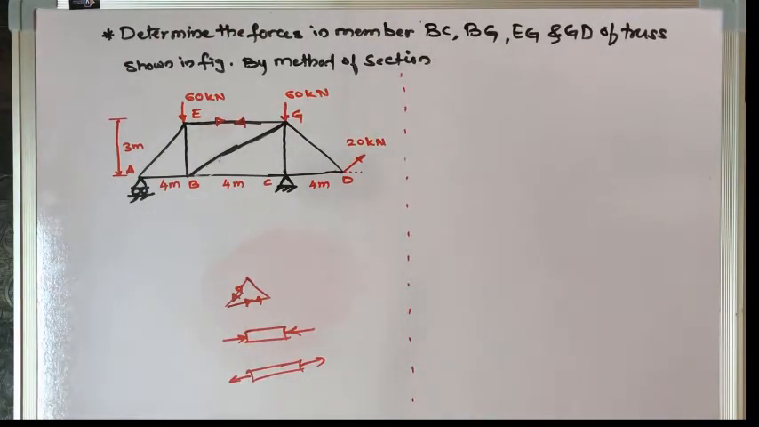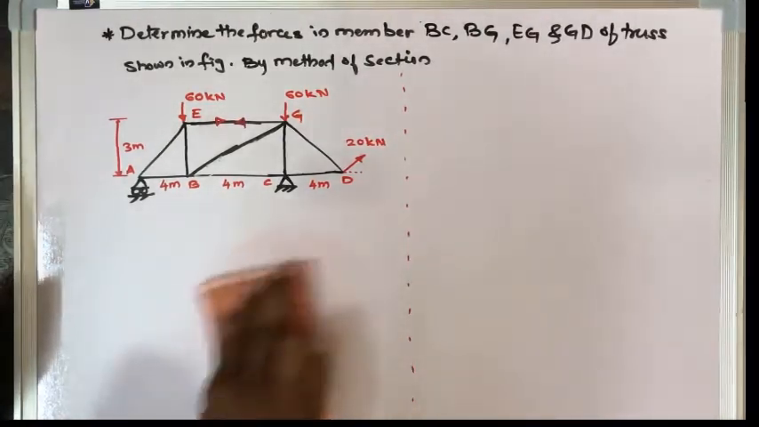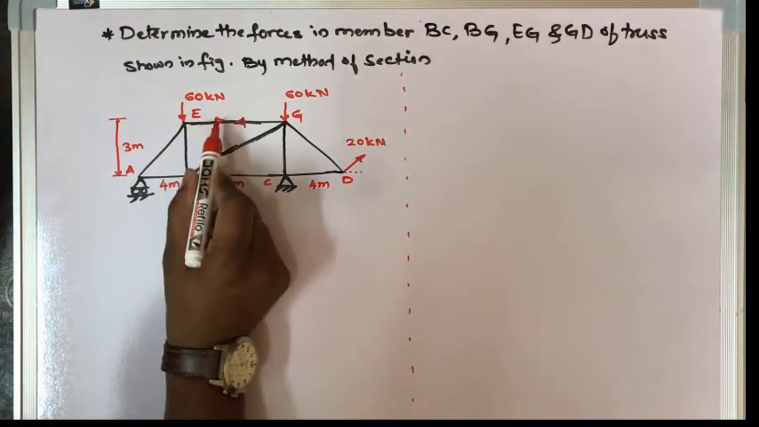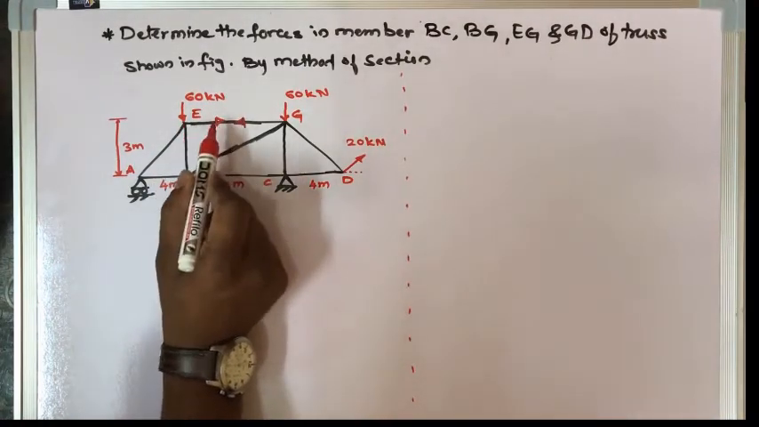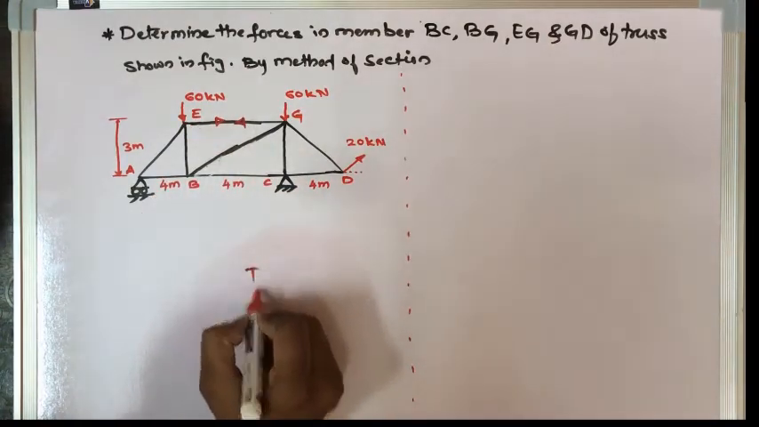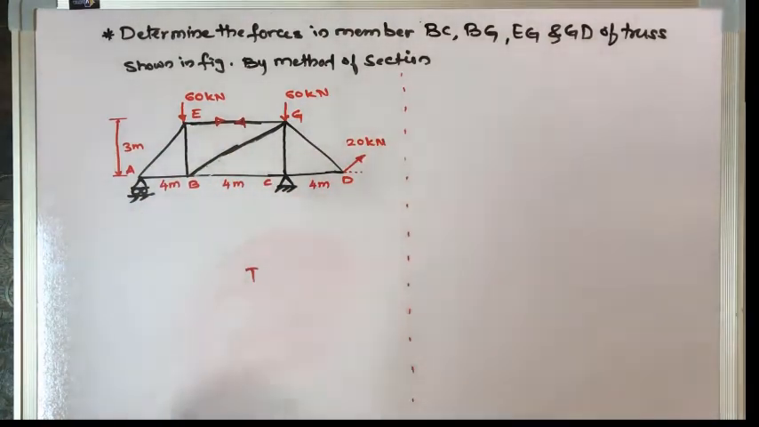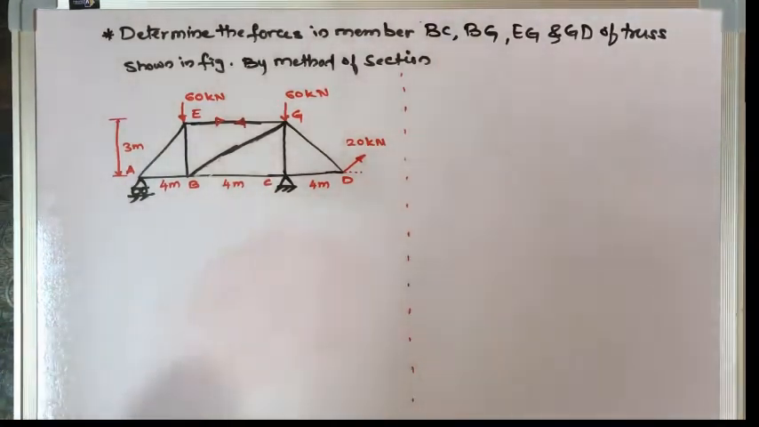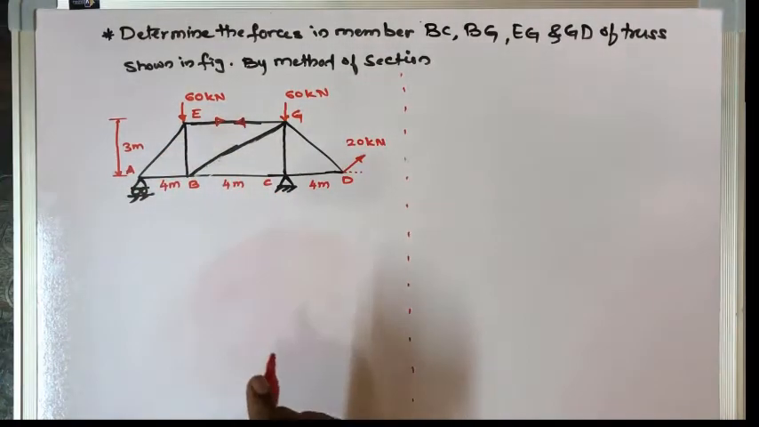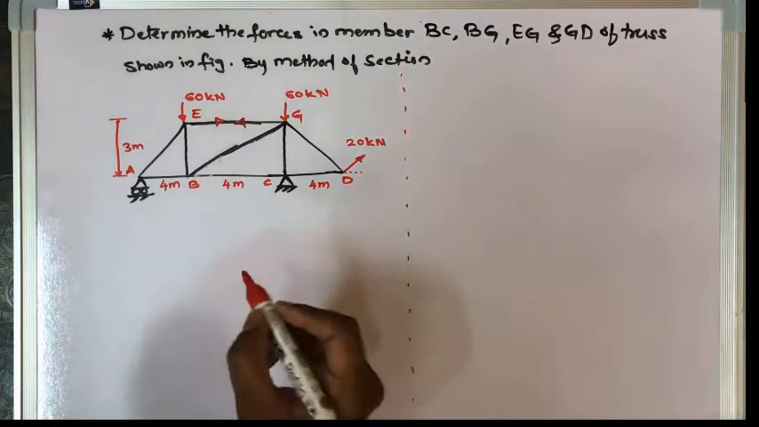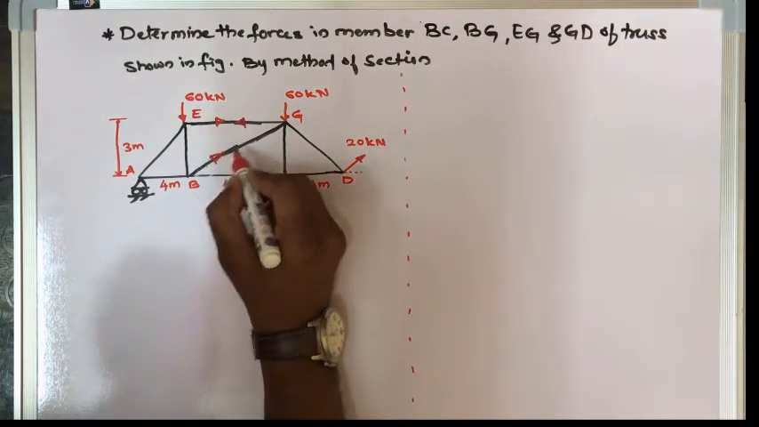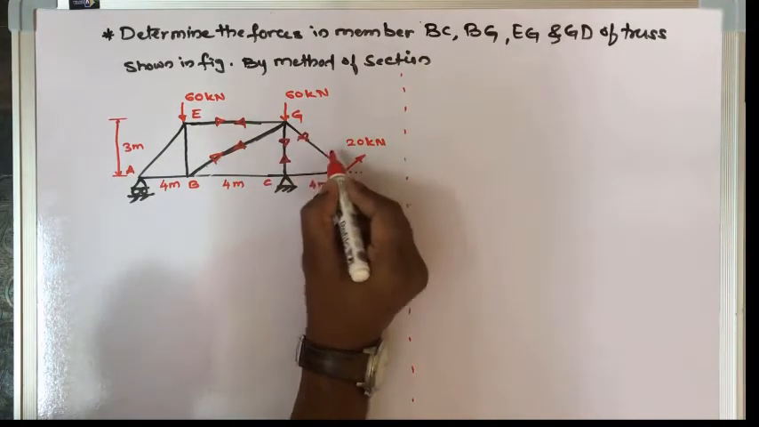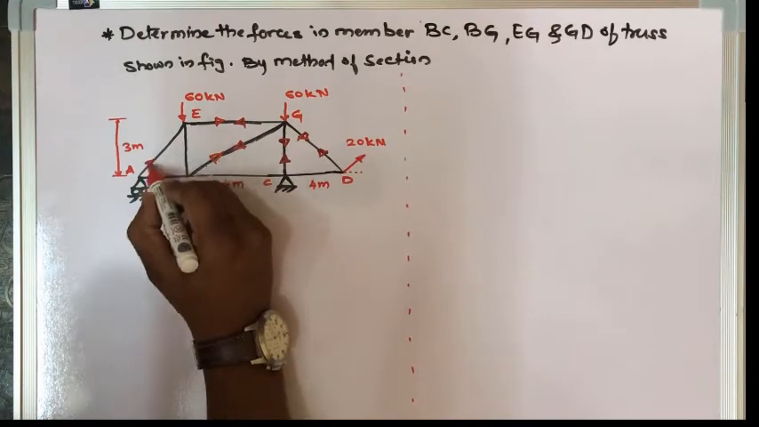Or else, just for the simple concept, always take the direction of the force away from the joint. Away from the joint is nothing but tension, okay? Here we are assuming all the forces are tension. So I'll consider all the members as tension members. It will be easy for us to solve the numerical, okay? So all forces will be assumed as tension.